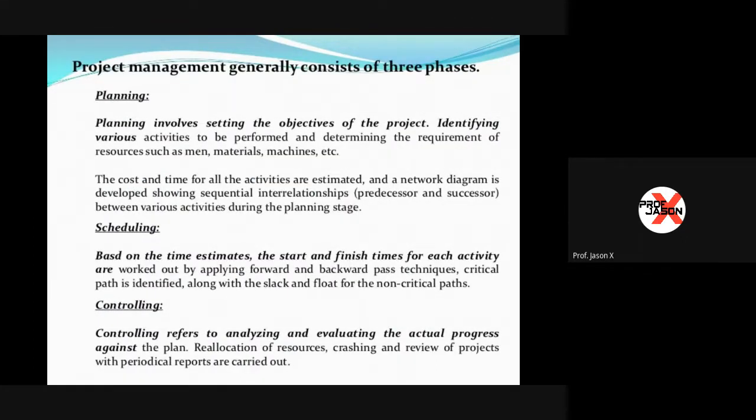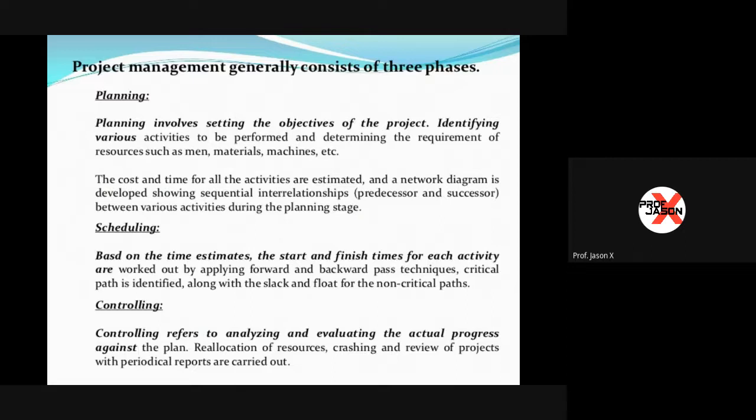Project management generally consists of three phases. First, we have planning. Planning involves setting the objectives of the project, identifying various activities to be performed and determining the requirement of resources such as men, material, machines, etc. Then the cost and time for all activities are estimated and a network diagram is developed showing sequential interrelationships, predecessors, and successors between various activities during the planning stage.